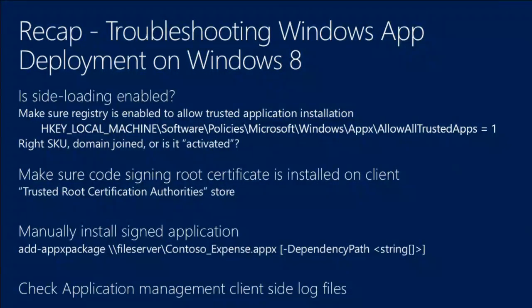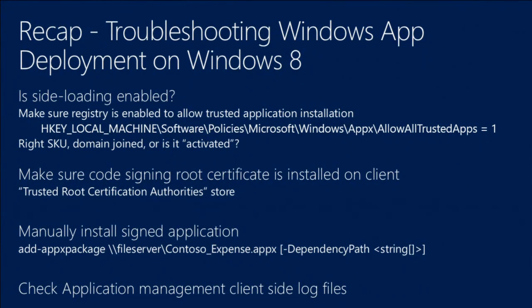With that said, however, there are some things that eventually would need to be checked on the client. The client-side logs obviously are a good place to start. But one of the key stumbling blocks is just making sure that the registry key at the top has been set. It's a quick check. It's easy to stumble on, but it's a quick way to verify that the apps should be allowed to install themselves.